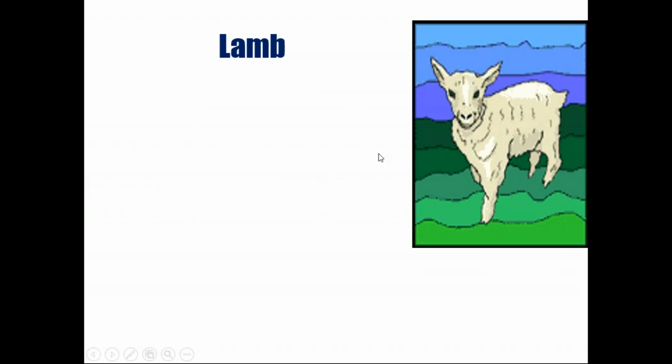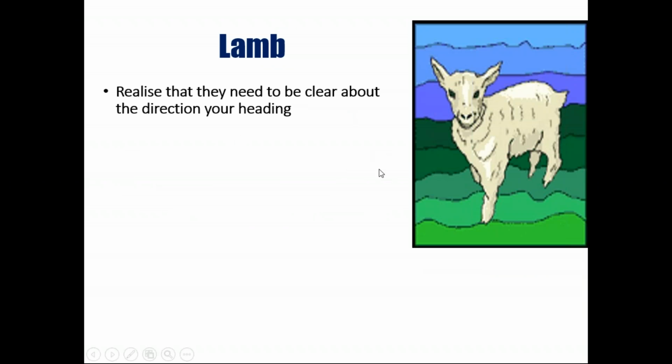Now, the lamb, the last personality of the four. So lambs, of course, are also introverts, and they realise that they need to be clear about the direction you're heading. So it's quite reasonable for you to impose a goal and a direction with the lamb. In fact, they respond very well to that. Don't leave them to their own devices. The whole purpose of that is to give them some very clear train tracks to run on. And if you do that, then they'll respond well to that because they don't want to rock the boat.